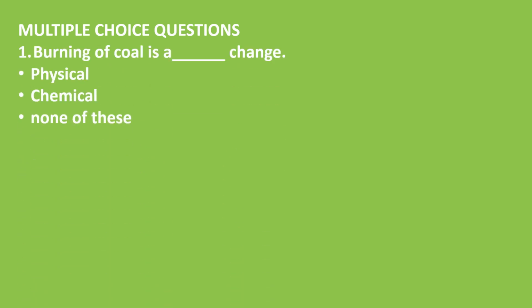Question number 1. Burning of coal is a dash change. Options: physical, chemical, none of these. So when we burn coal, what do we get? We get a new product or substance, ash, and when we get a new substance, it is always a chemical change.